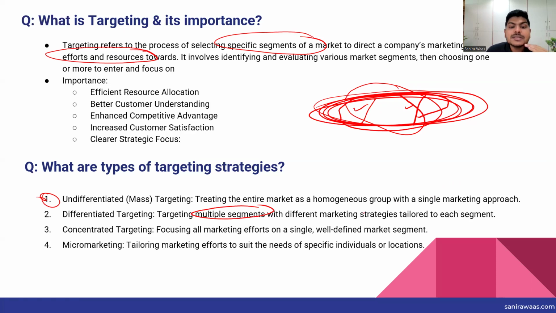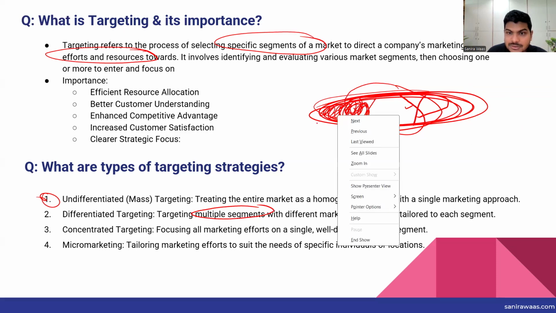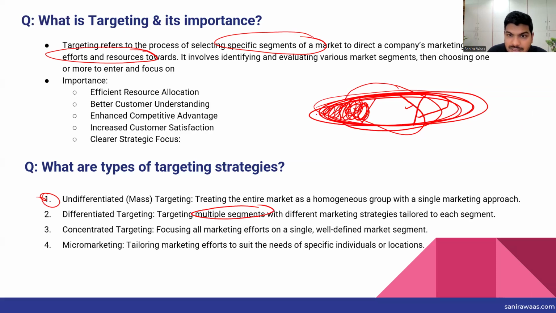Then you go concentrated. Concentrated means from here you go into just one. This is more concentrated. So you went from the whole three, narrowed down to two, and then to one. And then the last one is micro marketing, where we target individual customers, a specific customer in here. This is called micro marketing.